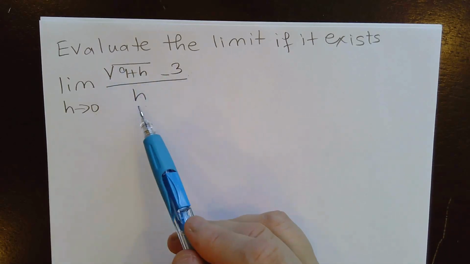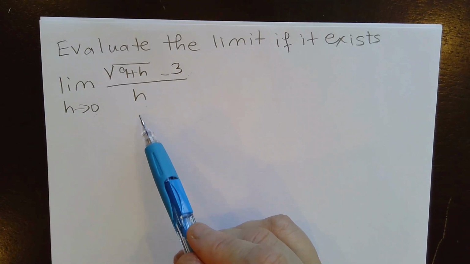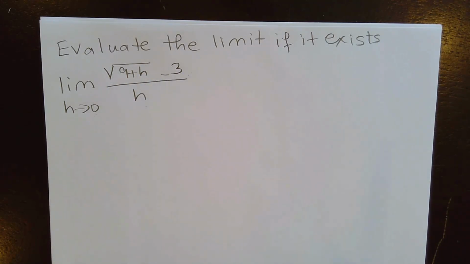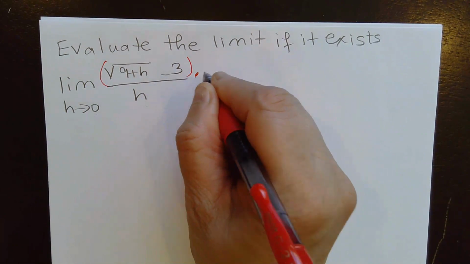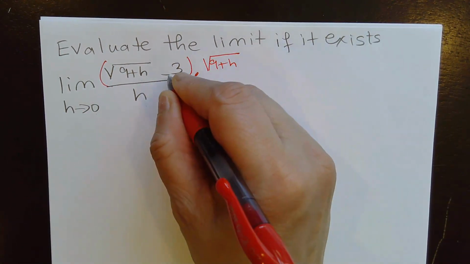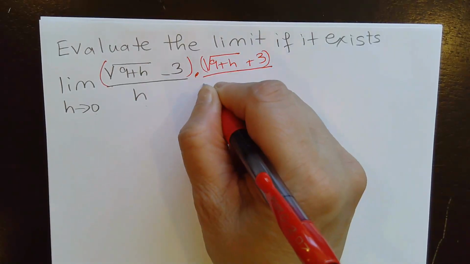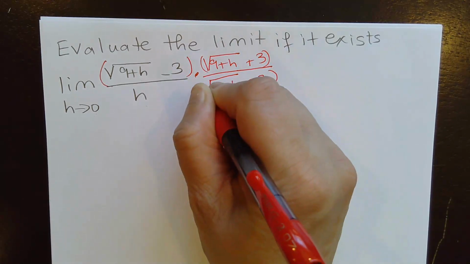Looking at our problem, you also see that you cannot factor. But you can see that you have a square root in the numerator. So what we can do here is rationalize the numerator. We multiply the numerator by square root of 9 plus h plus 3. Make sure you have the same thing in the denominator. You multiply on both the numerator and the denominator.